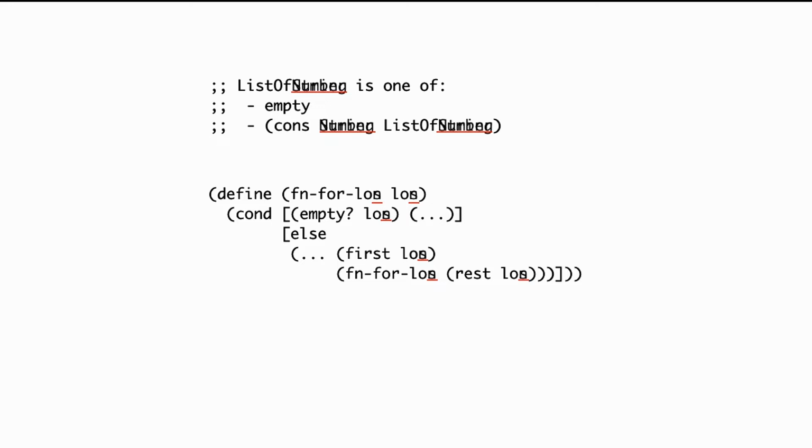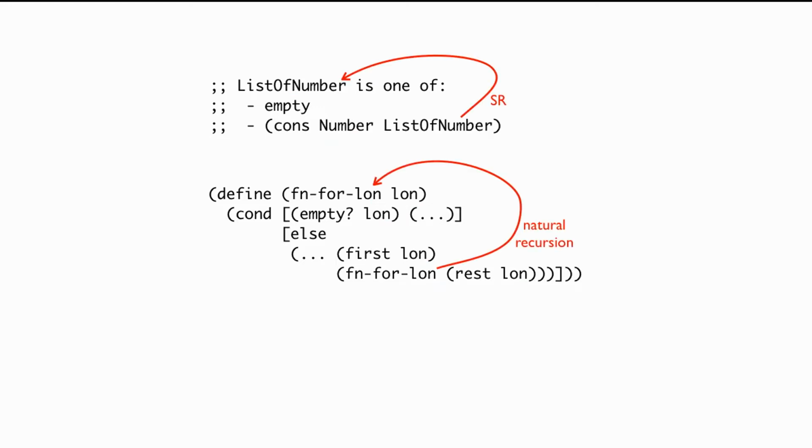So, for what I want to talk about now, we can just look at one of them. We'll just look at list of number. And again, we see that it has a self-reference in the type comment, which leads to a natural recursion in the template. What I want to do now is look for a minute at how the three functions we've designed so far each fill the different holes in the template.